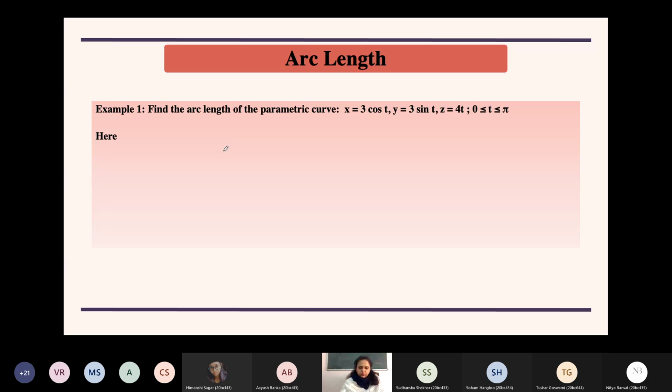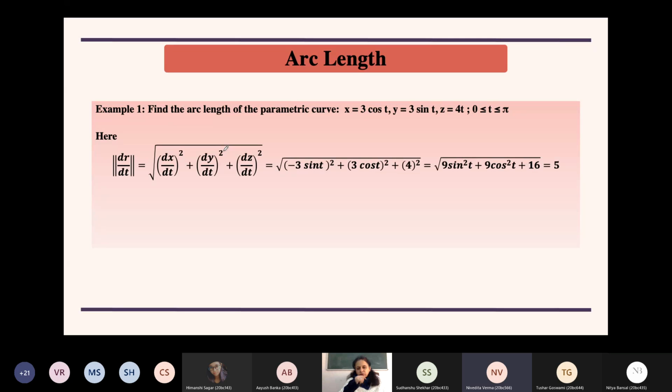Ma'am, first we find r dash. Or you can find dx by dt, dy by dt, dz by dt. Yes, ma'am, and square them separately, then take the whole under root: dx by dt squared plus dy by dt squared plus dz by dt squared. Okay, so did you get it as 5? Yes, ma'am. So what is the arc length? What is the final answer?